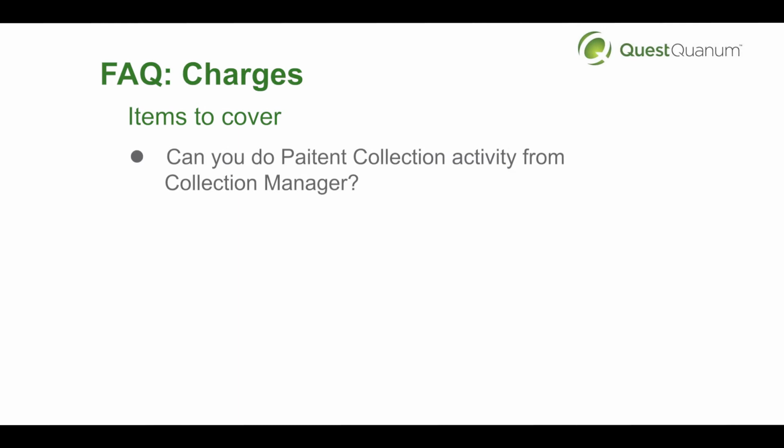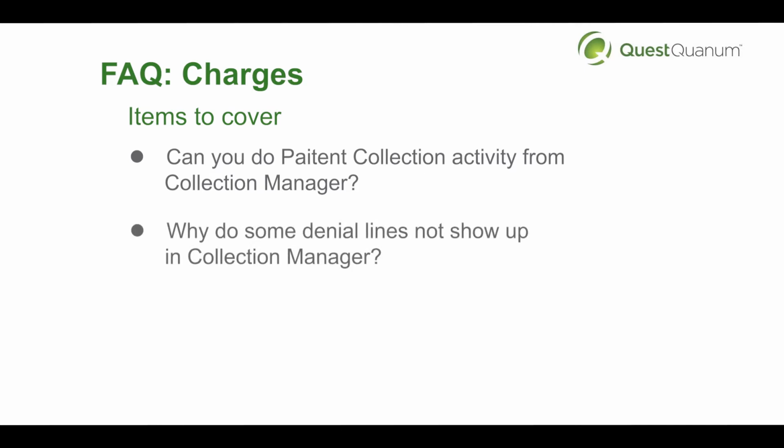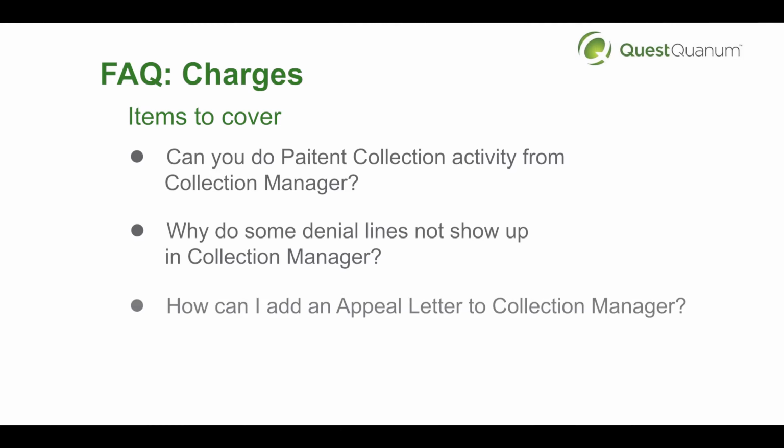The items we're going to cover are: can you do patient collection activity from Collection Manager? Why do some denial lines not show up in Collection Manager? You must have posted the denial, but they don't show up in the Collection Manager. And how can I add an appeal letter to Collection Manager?